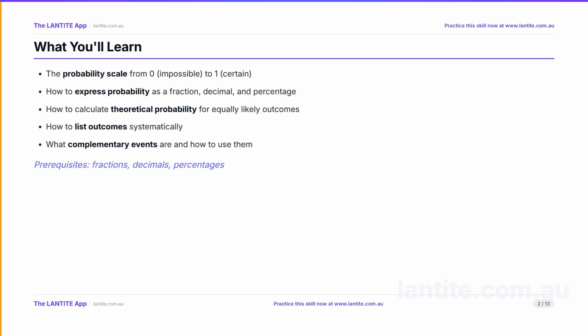By the end of this lesson, you will understand the probability scale, be able to express probability in three forms, calculate theoretical probability, list outcomes systematically, and work with complementary events. Let's start with the basics.